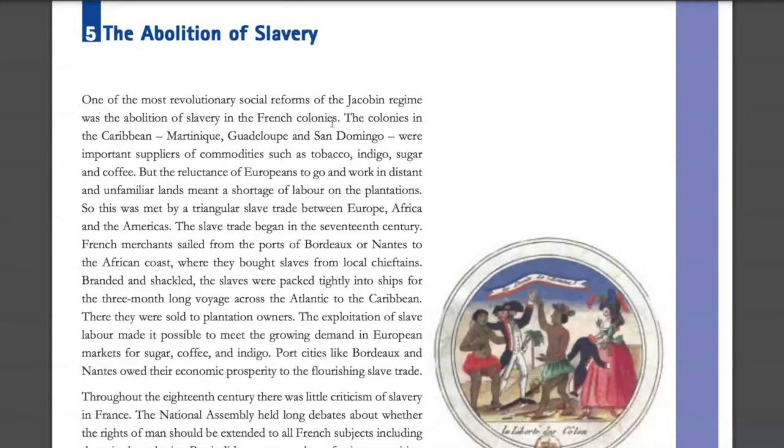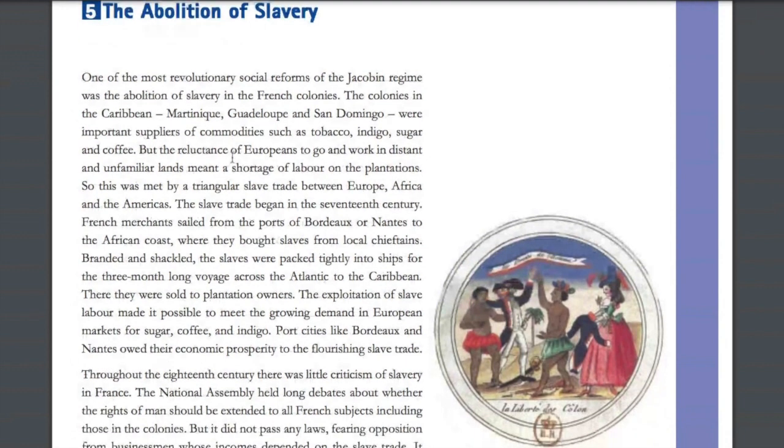One of the most revolutionary reforms of the Jacobin regime was the abolition of slavery in French colonies. The colonies in the Caribbean, Martinique, Guadeloupe, and San Domingo were important suppliers of commodities such as tobacco, indigo, sugar, and coffee. But the reluctance of Europeans to go and work in distant and unfamiliar lands meant a shortage of labor on the plantations. So this was met by a triangular slave trade between Europe, Africa, and America. The slave trade began in the 17th century.